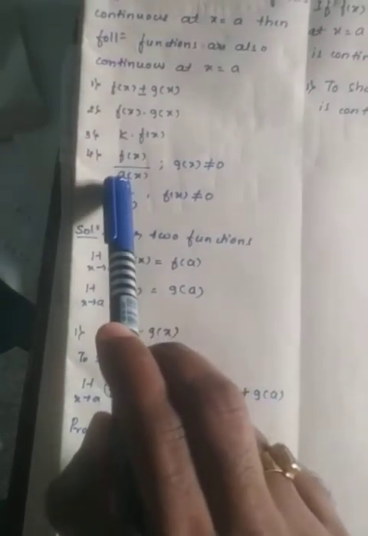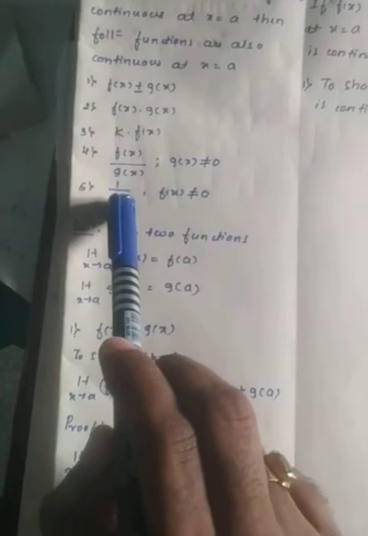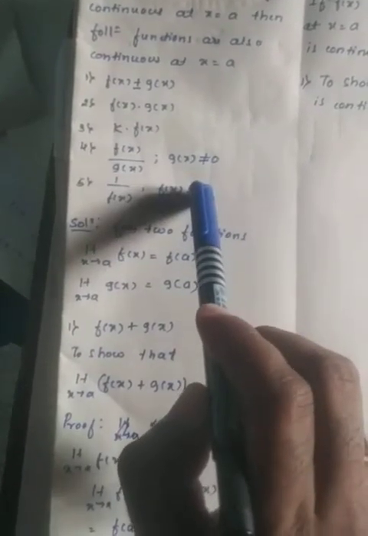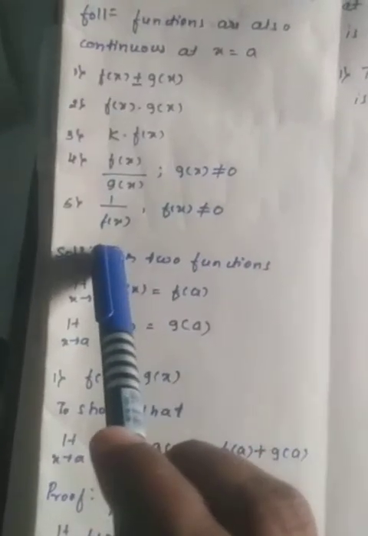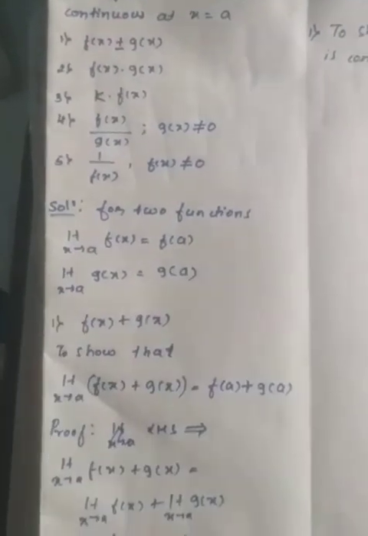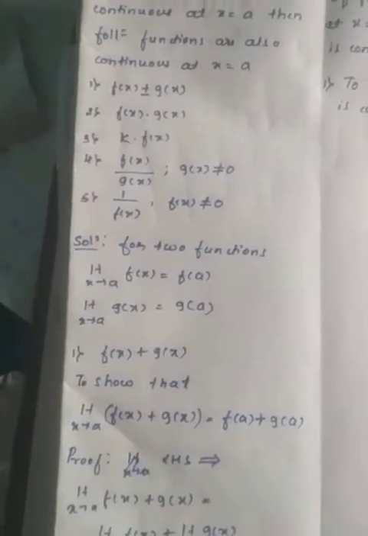So likewise for this we will get limit x tends to a of f of x by limit x tends to a of g of x. We will get at the right, that is f of a divided by g of a. For this one, for limit x tends to a of 1 divided by f of x, we should have to show that it is 1 divided by f of a.